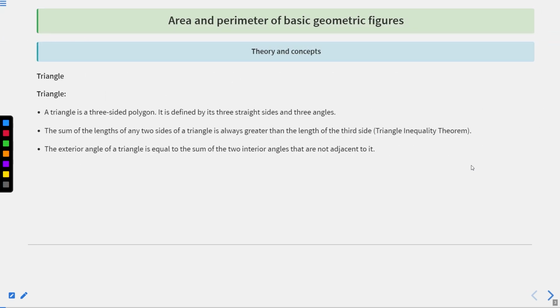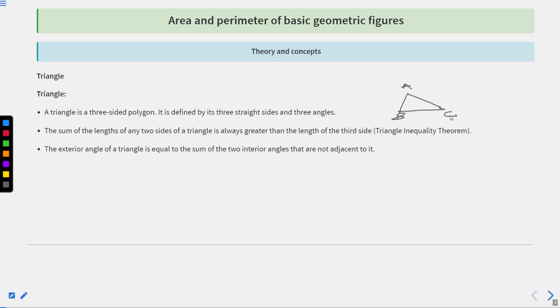So what is a triangle? A triangle is a three-sided polygon. It is defined by its three straight sides and three angles. So how does a triangle look? If I take any three lines and I join them like this, then it's a triangle. Let me give some names to it, A, B, and C. So this represents a triangle.